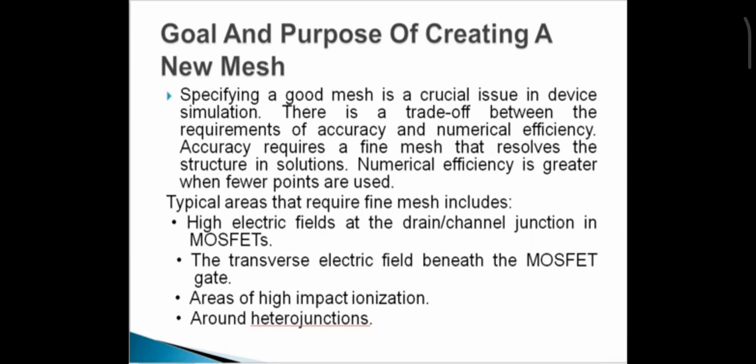If you increase the grid points, this will increase the simulation time of the code also. This will reduce the numerical efficiency. If you use fewer grid points, then the accuracy of the result is very low. Typical areas that require fine mesh include high electric field at the drain channel junction in MOSFETs, the transverse electric field beneath the MOSFET gate, and areas of high impact ionization around heterojunctions.